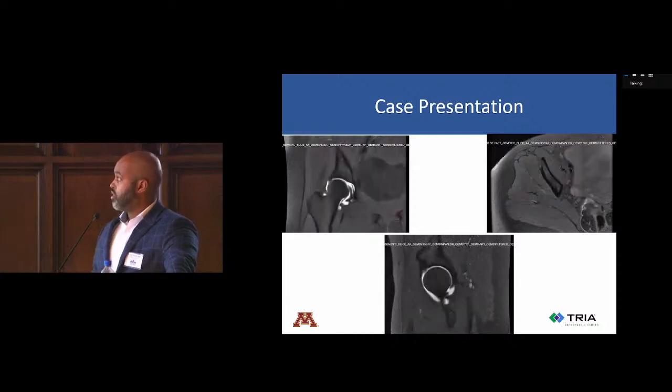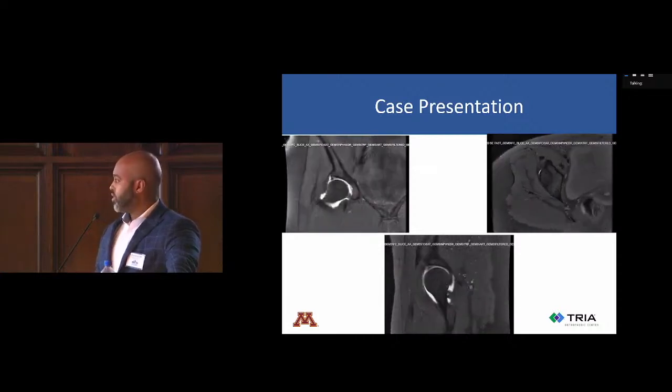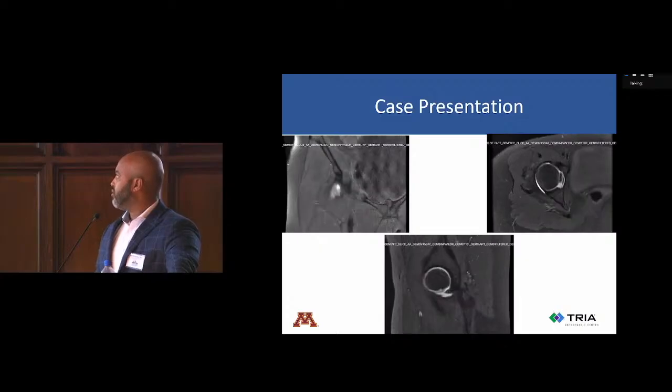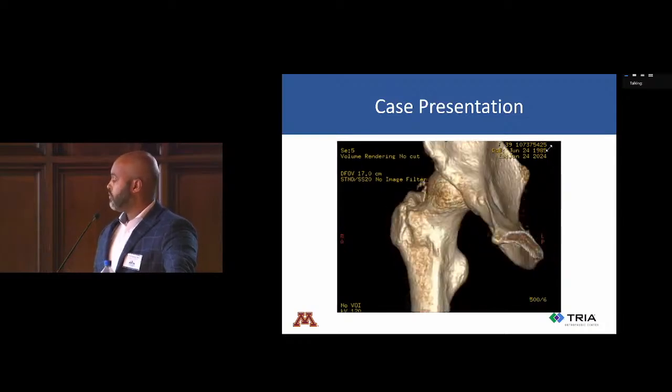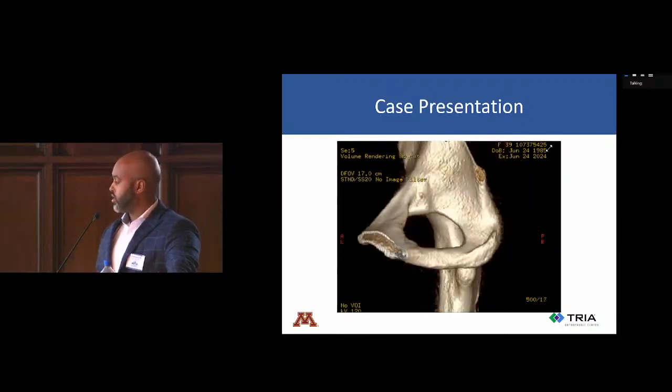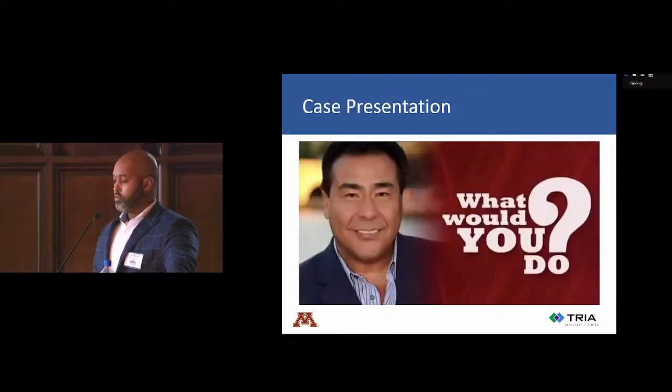MRI showed intact cartilage and no real significant labral tear, so not overall that impressive. We did get a CT scan with 3D reconstruction, again not demonstrating a significant cam lesion. Her femoral anteversion was 20 degrees, so we got a scanogram. So what would you do?